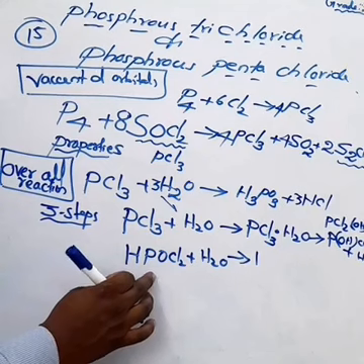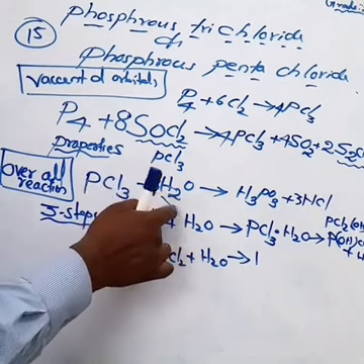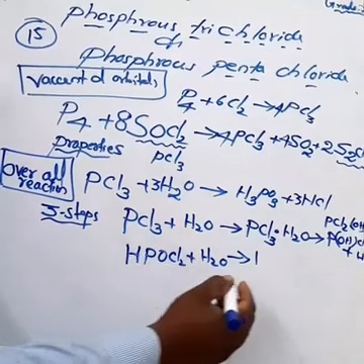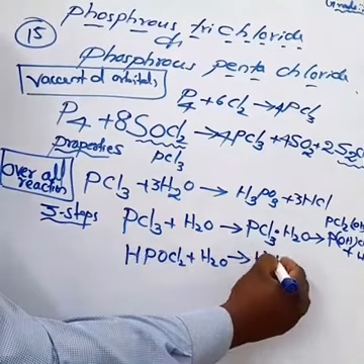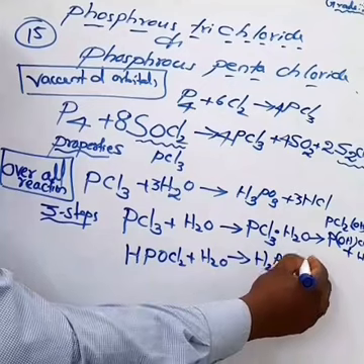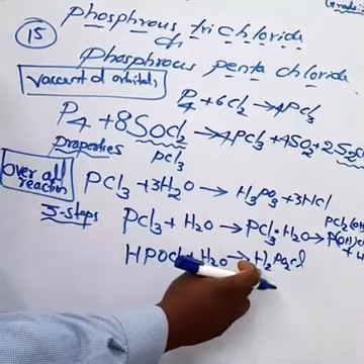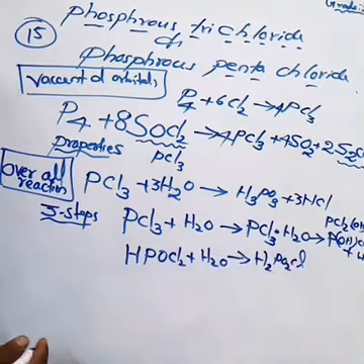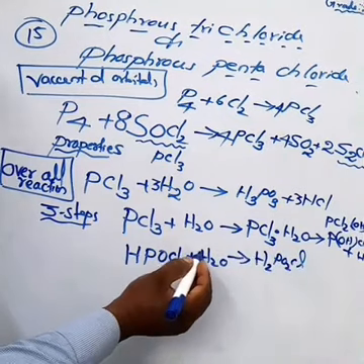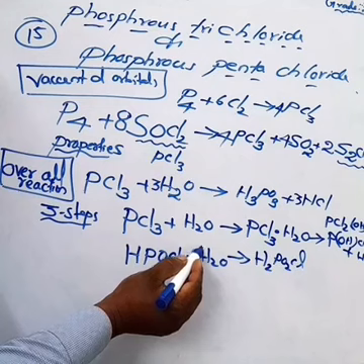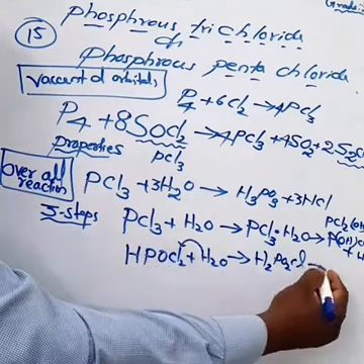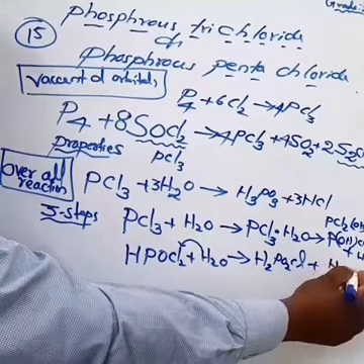This one reacts with the second water molecule, H2O. We get H2PO2Cl. Here is how the reaction goes on: one of the hydrogens combines with Cl to form HCl. So one more product is HCl.